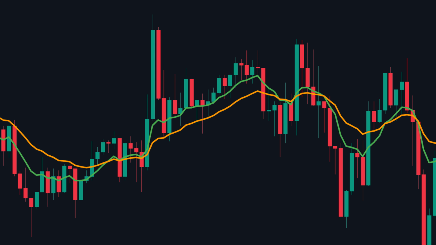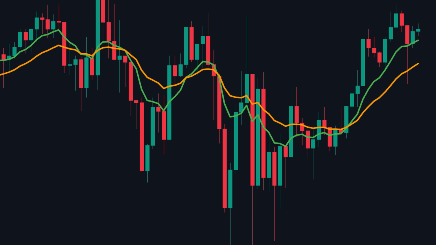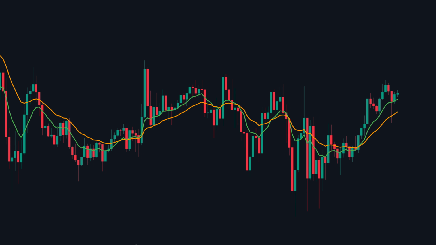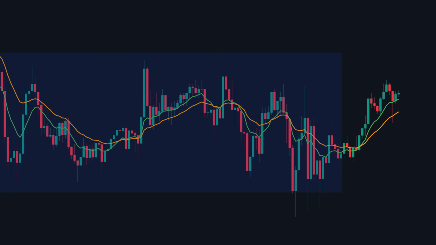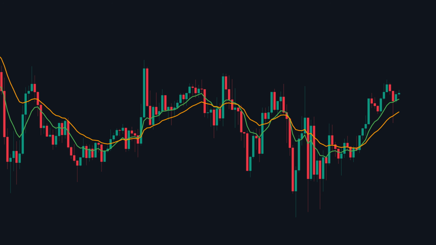In sideways markets, what happens? Candles become smaller. They develop long wicks on both sides. Closes are weak. Price keeps reversing within a tight range. There's no momentum. There's no follow-through.